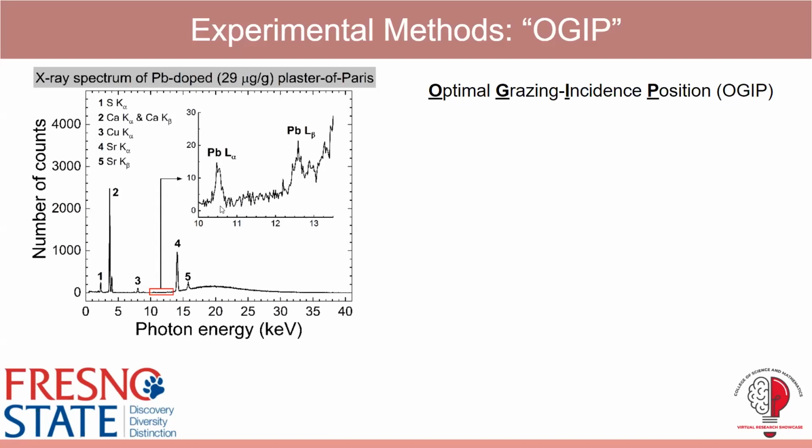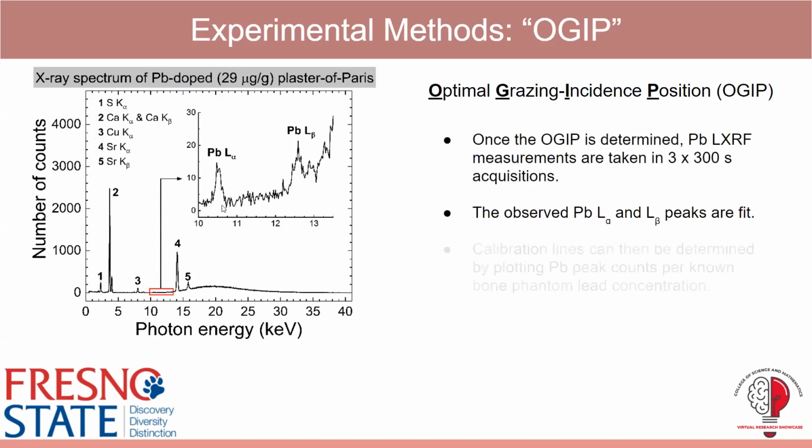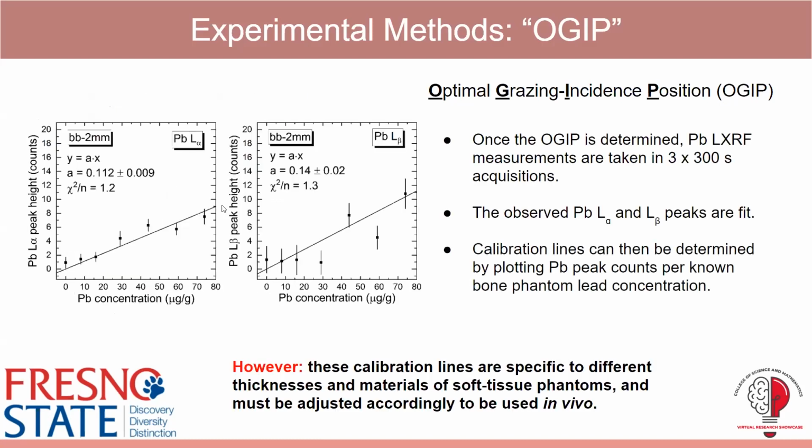We take the spectra and then we will fit these L alpha and L beta peaks. To calibrate, we can then determine the lead concentration by plotting the lead peak counts per known bone phantom lead concentration. And that's an example in these 2 plots here. However, these calibration lines are specific to the different thicknesses and the materials of the soft tissue phantoms that we use. So if we want to use this on a person later where we don't necessarily know that information, we have to create some sort of calibration.